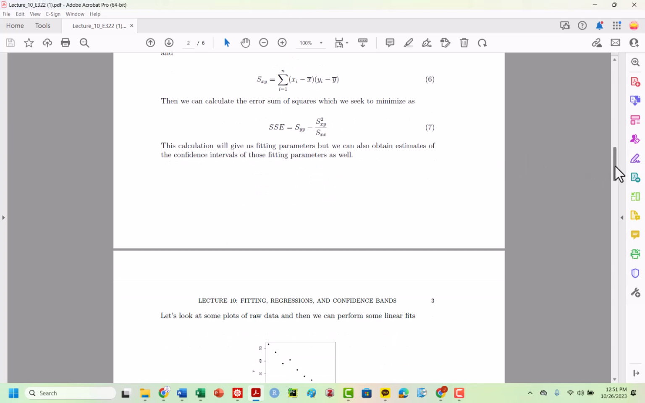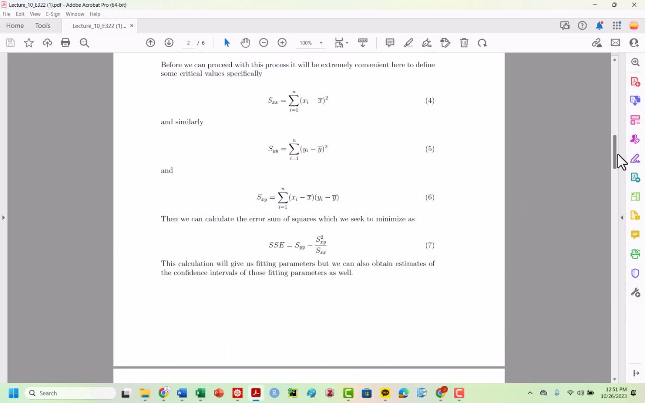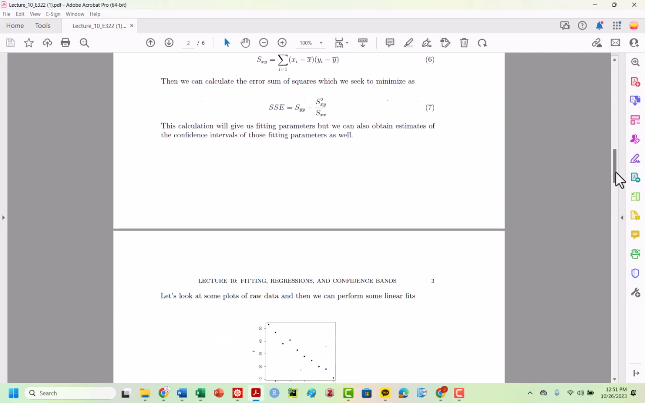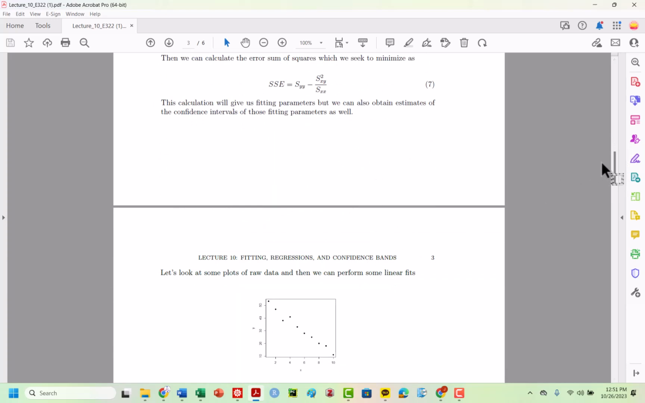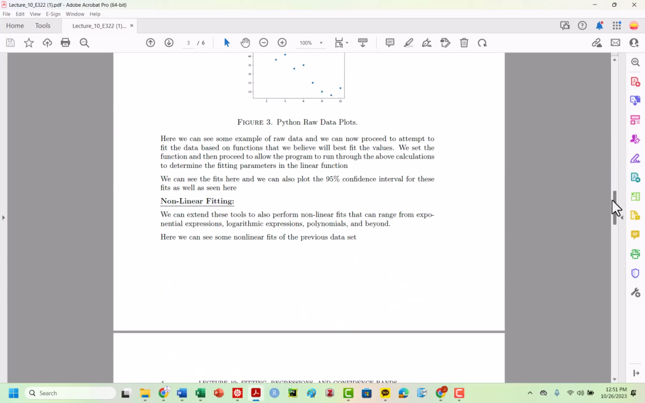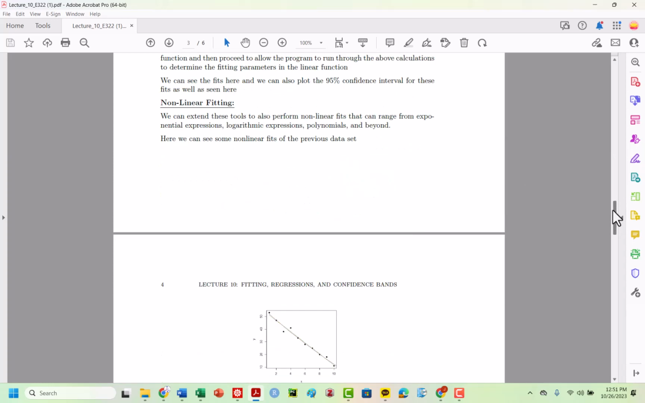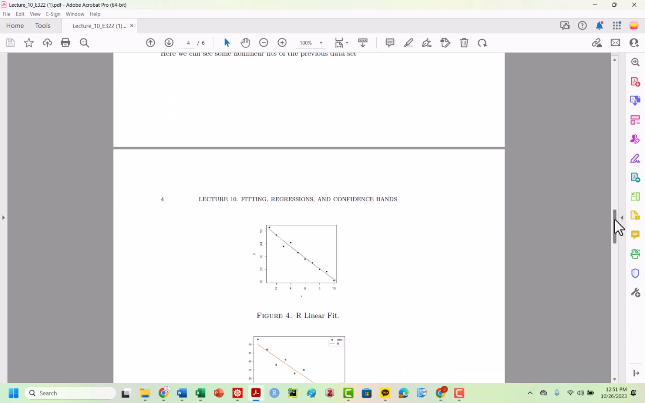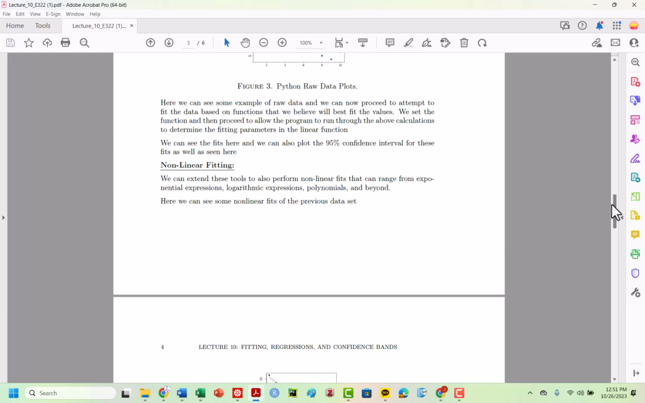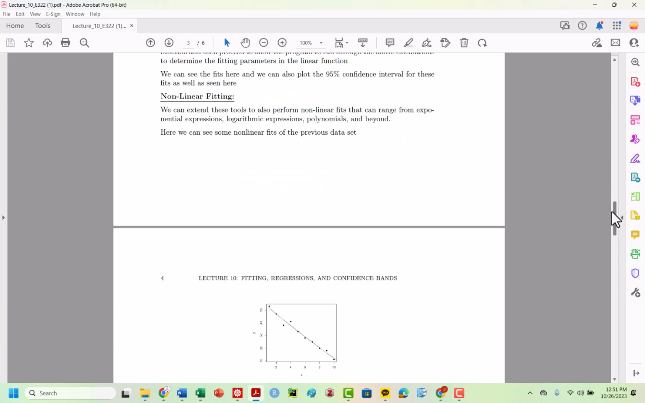So again, this is the behind-the-black-box look at how our fits are conducted and the rationale behind it. How do we essentially get those linear lines? We'll do some examples in R in a bit, as well as some confidence intervals for those fits. You can also do nonlinear fits. You can perform this type of analysis on exponential, logarithmic, polynomial functions, and beyond, not into infinity and beyond, but you can do the same type of analysis to achieve that.